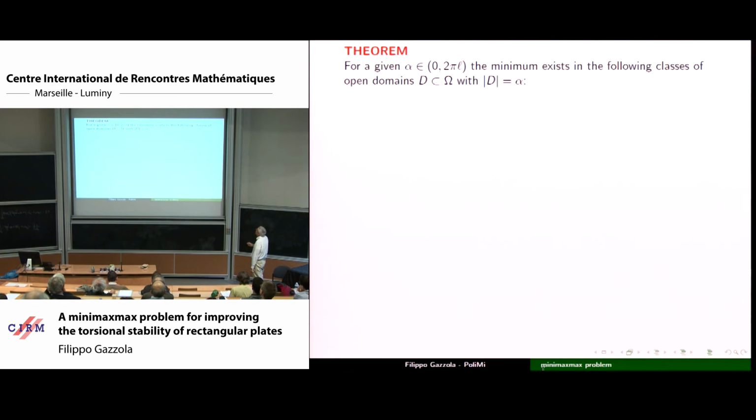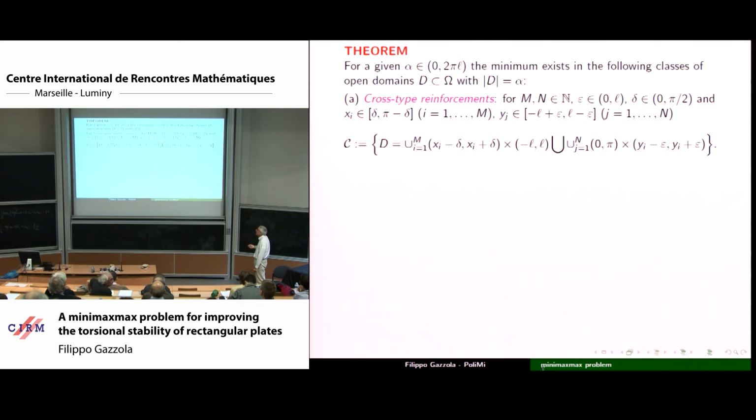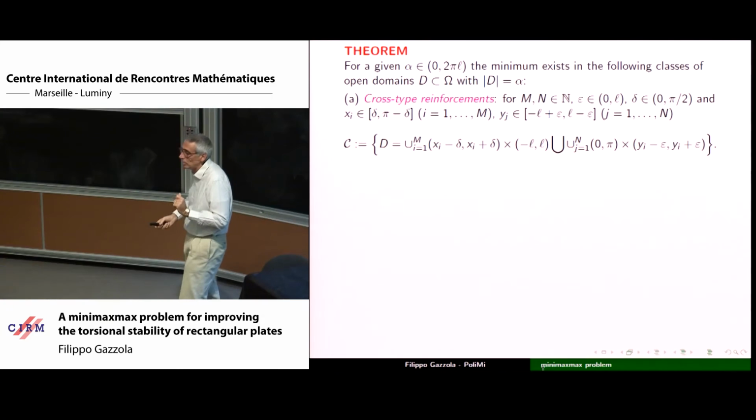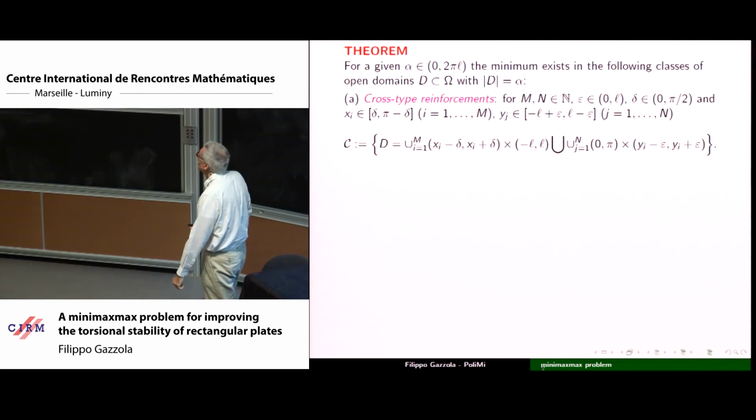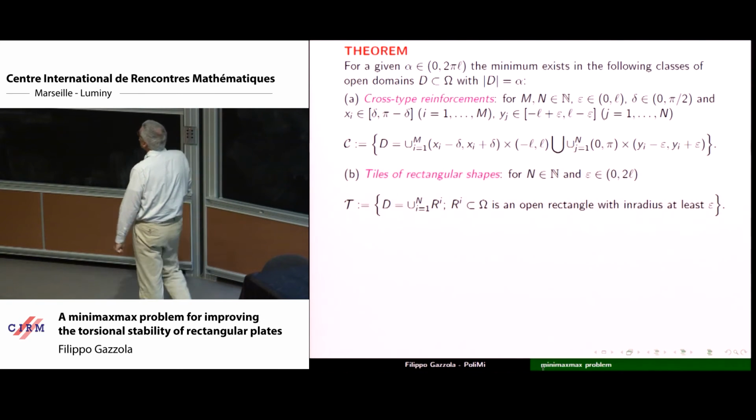So we will have the existence of a minimum when D, the capital D, is one of the following set classes. First, cross-type reinforcements. So we take either horizontal or vertical arms reinforcing the plate in a finite number and with a minimal amplitude. This is not too difficult. What we call tiles of rectangular shape.